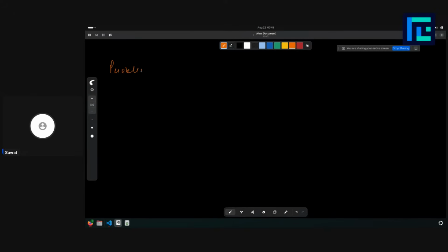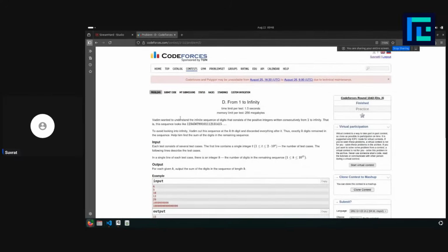So, problem D. Vadim wants to understand the infinite sequence of digits that consists of the positive integers written consecutively from 1 to infinity. That is, this sequence looks like 1, 2, 3, 4, 5, 6, 7, 8, 9, 10, 11, 12, 13, 14, 15, and so on. To avoid looking into infinity, Vadim cut his sequence at the kth digit and discarded everything after it. Thus, exactly k digits remained in the sequence. Help him find the sum of the digits in the remaining sequence.